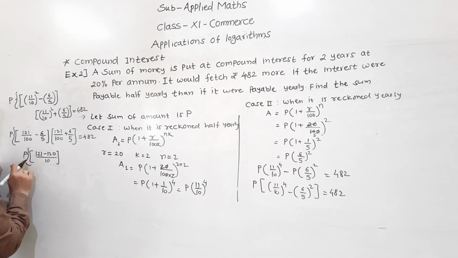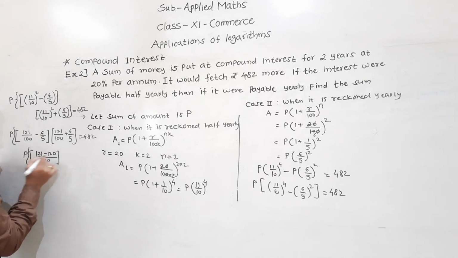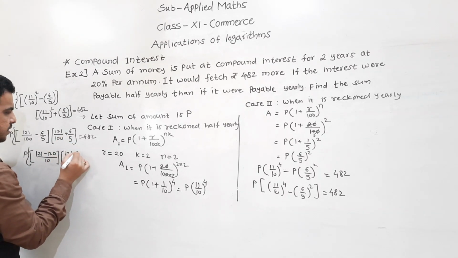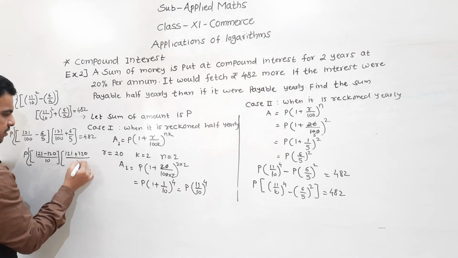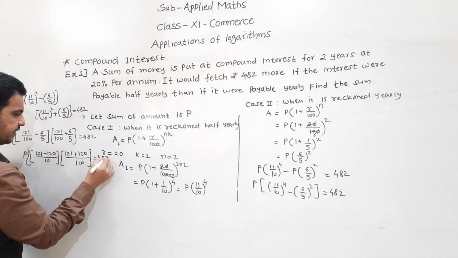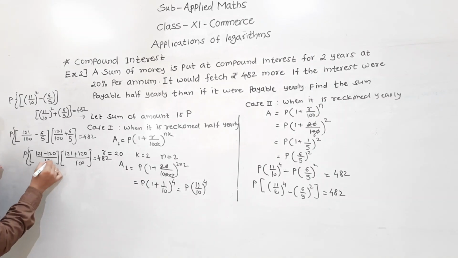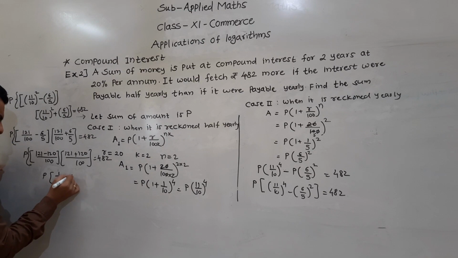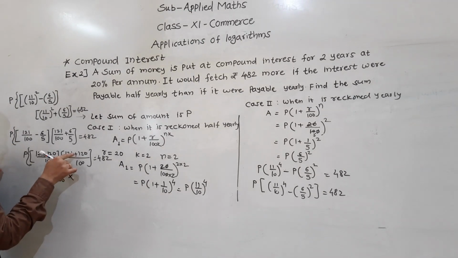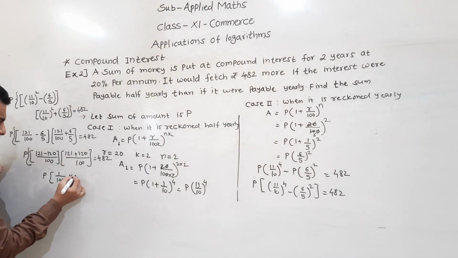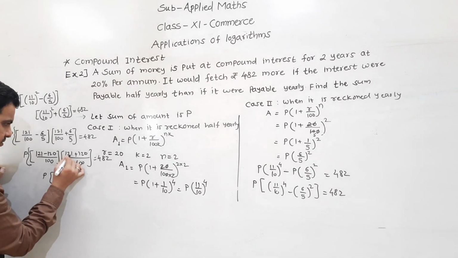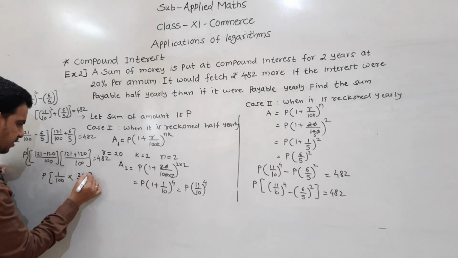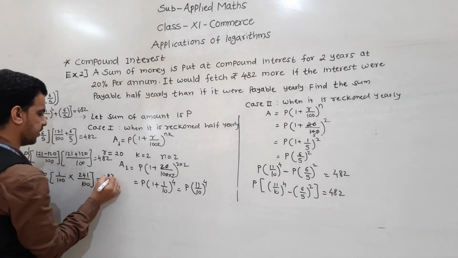And here multiply by 20, it is 121 plus 120 by 100 and it is equal to 482. So 121 minus 120 is 1 by 100 and 121 plus 120 it is 241 by 100 is equal to 482.